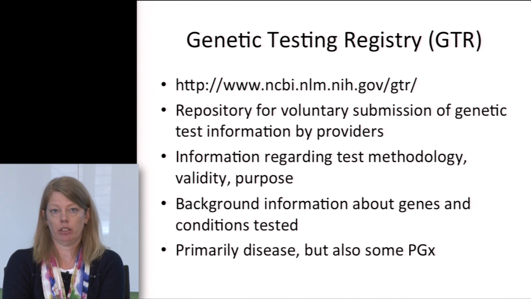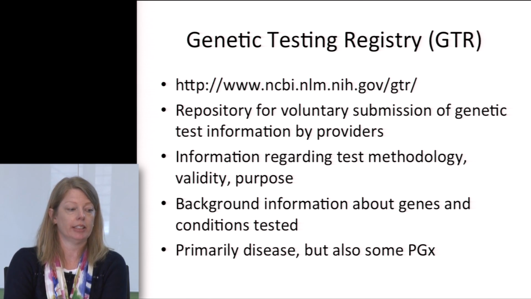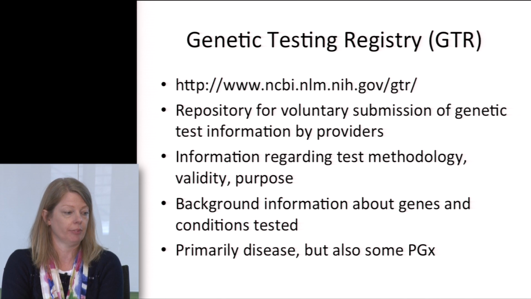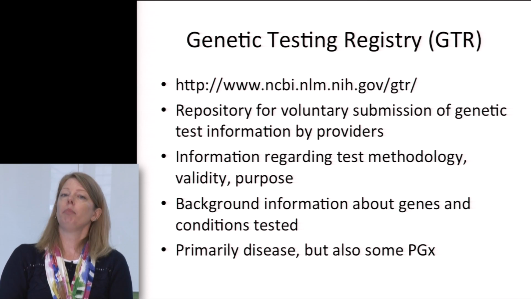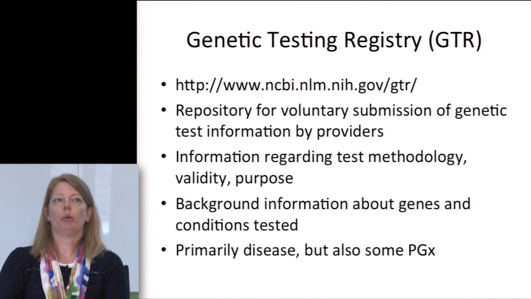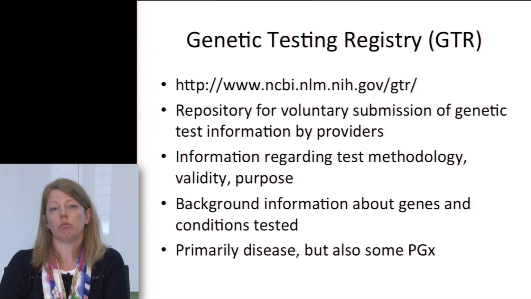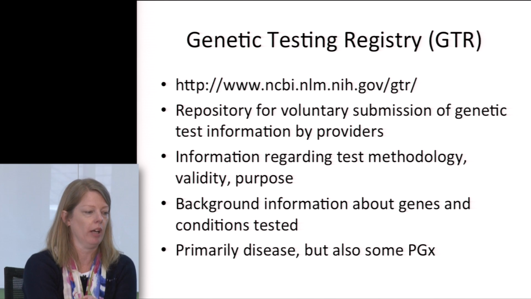The information about a particular test includes the methodology of the test, what the clinical validity of it is, and what the purpose of the test is. The GTR also provides a lot of good background information about drugs and genes for the conditions that they test. It's primarily built as a repository for disease testing, but they also have some pharmacogenomics in it as well.